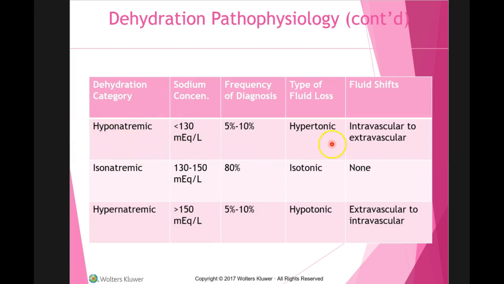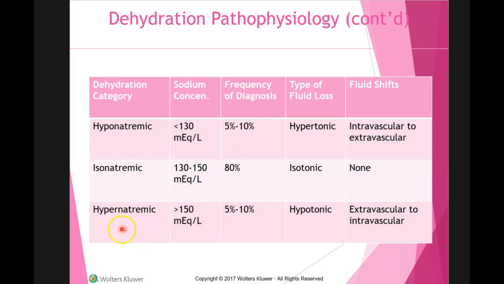So the perfect example of this is third spacing. Okay. So you have the increased osmolarity on the outside of the cell, and the fluid just follows the salt into the interstitial space.